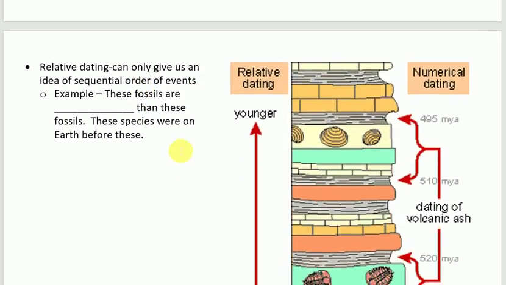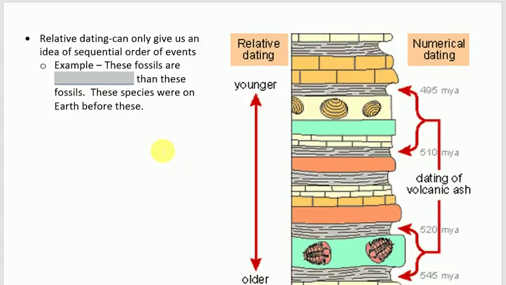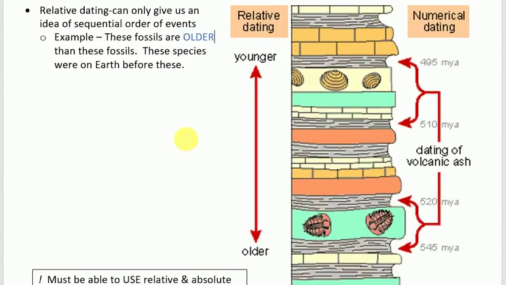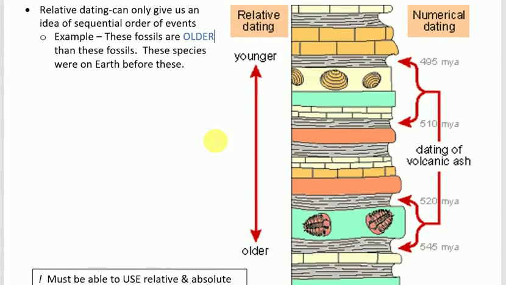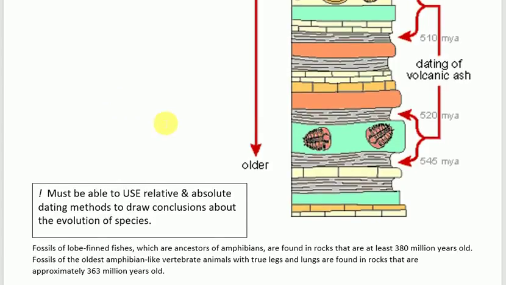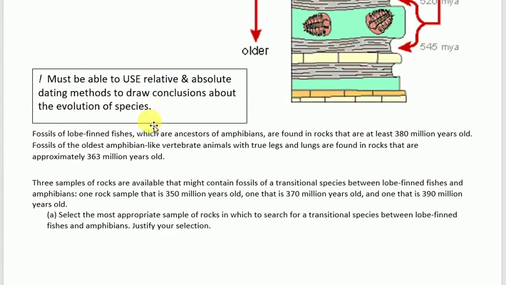Okay, relative dating can only give us an idea of a sequential order of events. So for example, these fossils are older than these fossils. That's basically all it's saying. It's going to say these were here before those, and they're going to do that in a chart such as this. You must be able to use relative and absolute dating methods to draw conclusions about the evolution of a species. So let's look at an example.